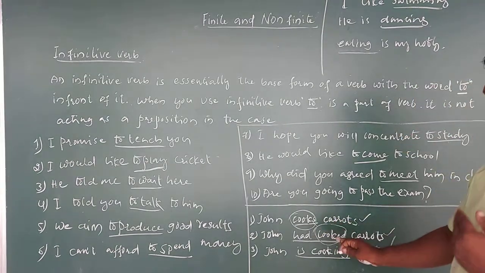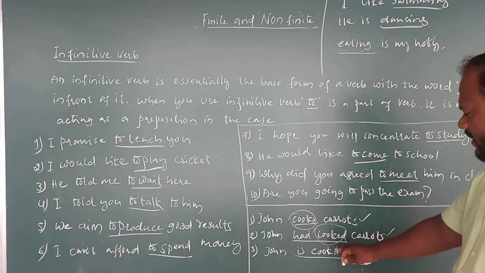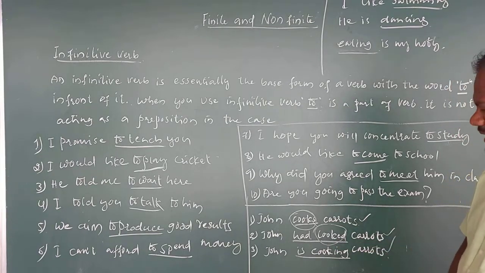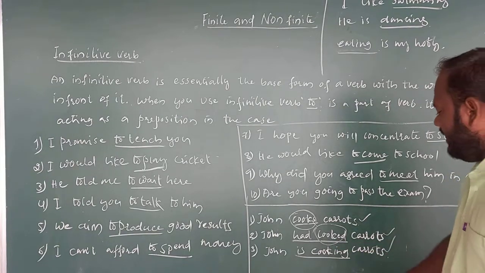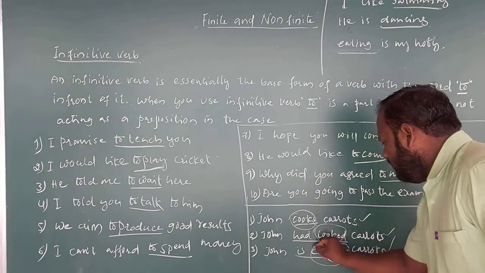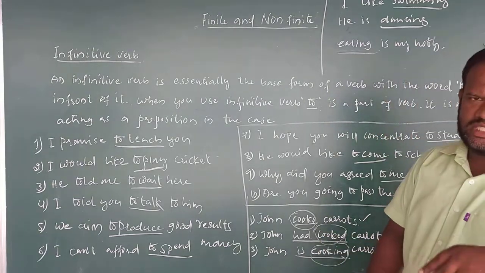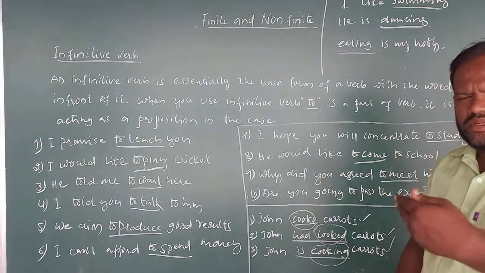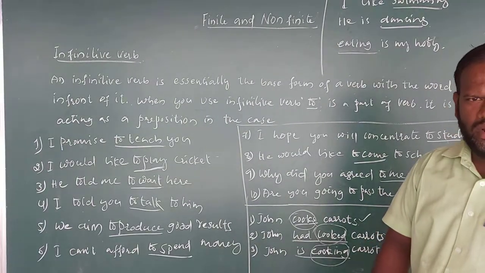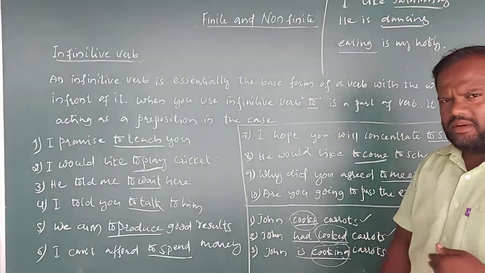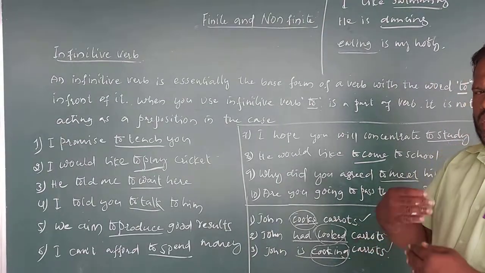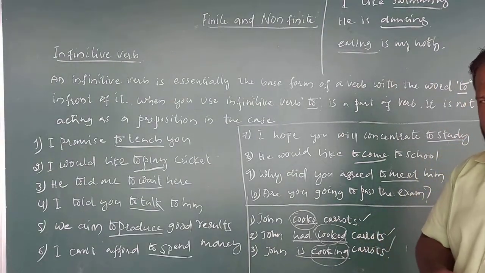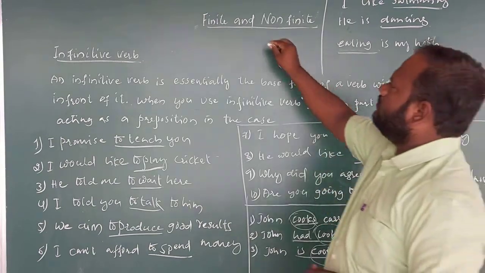Then again in the present continuous tense, the verb changes again. John is cooking carrots. In such a way, if you find the verbs changing often as per the person, first person, second person, third person, or as per the time or tense, if the verb is changing, we have to identify it as a finite verb.